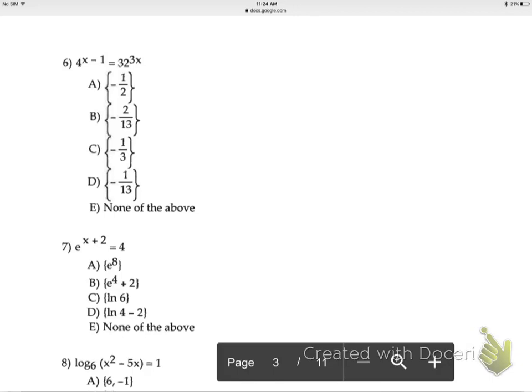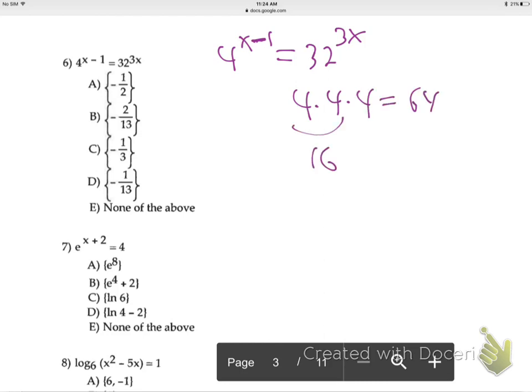I'll move on. These power ones. Here's another power solve: 4 to the x minus 1 equals 32 to the 3x. First thing you see, x is in the power, the Hitler-Stalin thing. You think, okay, I've got to make the bases the same. I would take my calculator and go 4 times 4 times 4. Two of them made 16, another one goes to 64. It skipped right over 32. So how do I do this? 4 isn't working to make 32.